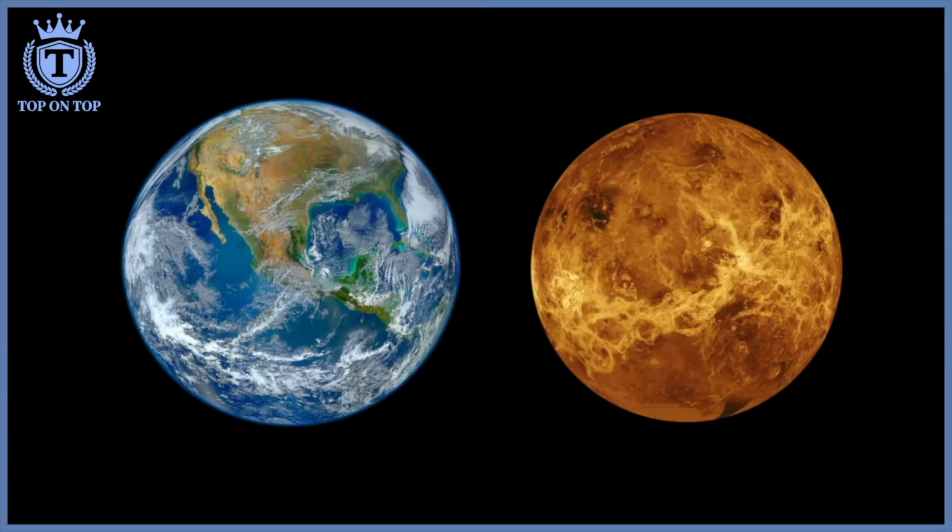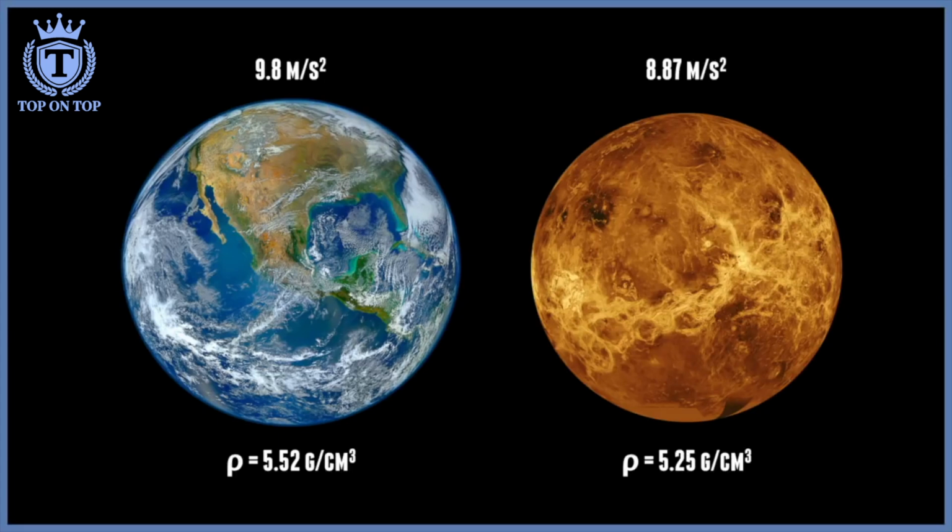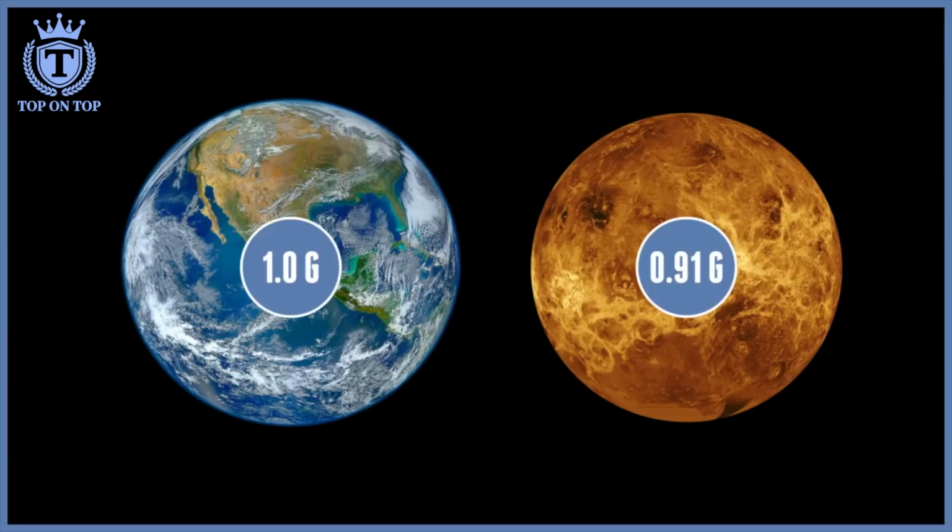It again has around about the same density, but because of the lower density, the gravity changes. This comes out at 8.87 meters per second squared. This means that the gravity on Venus is just lower than Earth's, at 0.91 g.